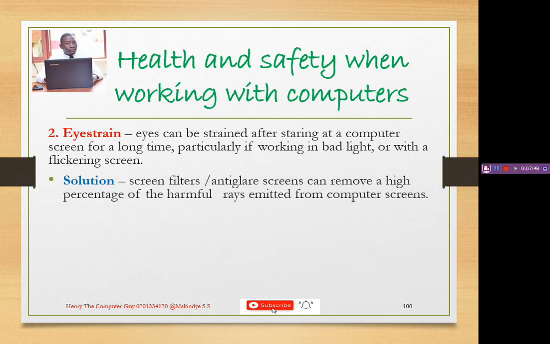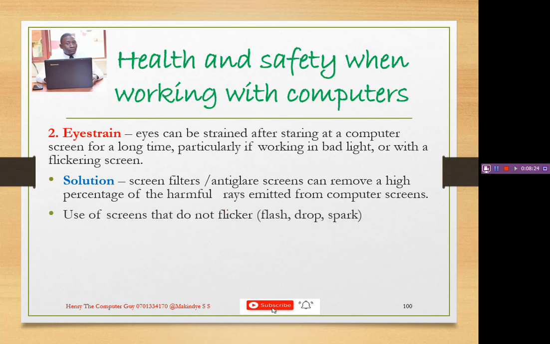So how can we overcome that? They're giving us the solution. We can use what we call screen filters or anti-glare screens, such that you can fit them onto your monitor and they filter out that excess amount of light that comes to your eyes. Are we together? So they're telling us that screen filters or anti-glare screens can remove a high percentage of the harmful rays emitted from computer screens. So they filter out that excess light that would have destroyed your eyes.